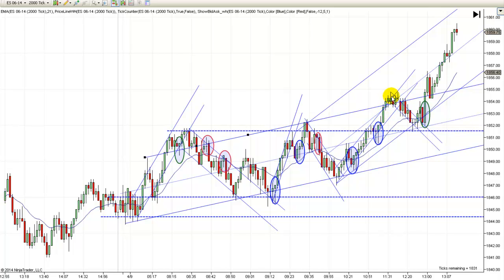And it does, it moves pretty quickly, and then it just chops back and forth down. I don't see any way to enter that. But it's getting too close to the 1 o'clock.